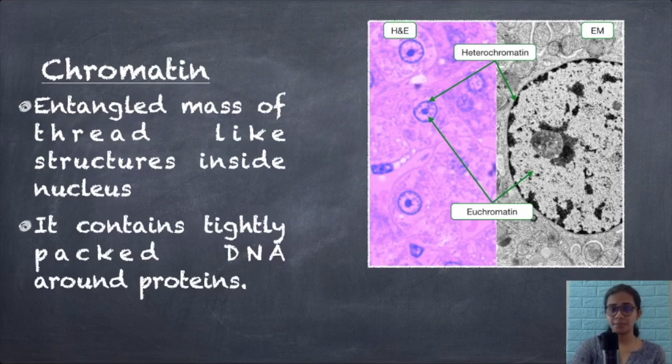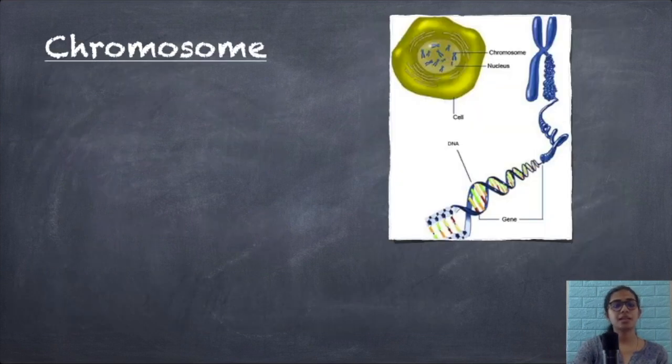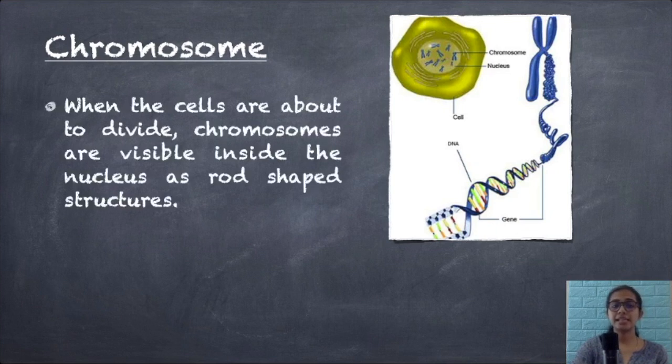When the cell is about to divide, this chromatin material gets organized into chromosomes. Why? Can you think why this organization is needed? Why can't chromatin be just like that? Because during cell division, all these genes need to be correctly divided, right? For that to take place without any confusion, it needs to get more organized, more condensed and more manageable. And what is that form? It is the chromosome. When the cells are about to divide, chromosomes are visible inside the nucleus as rod-shaped structures.